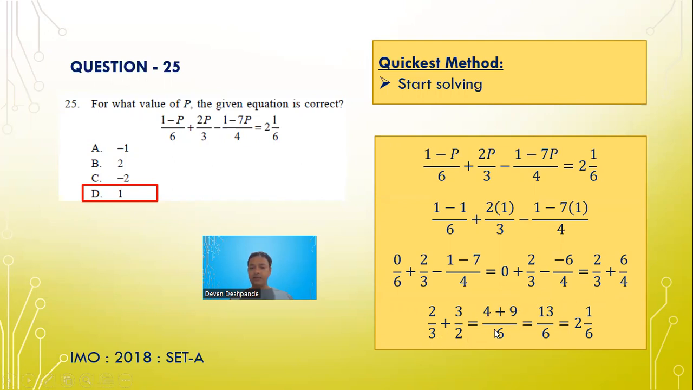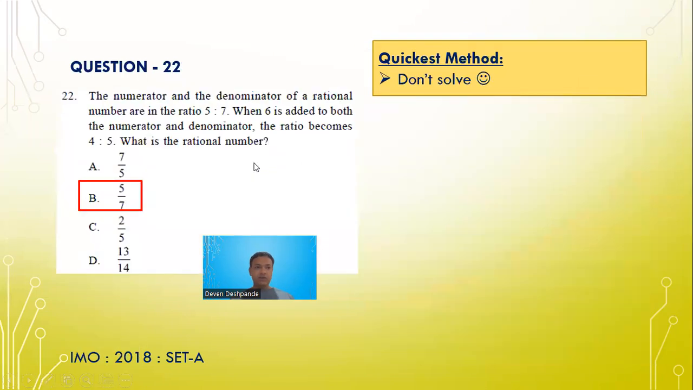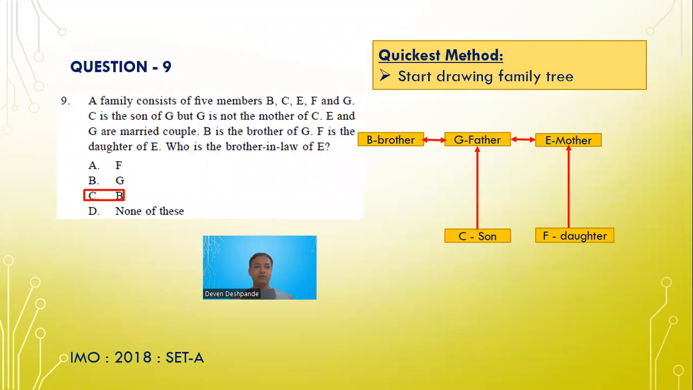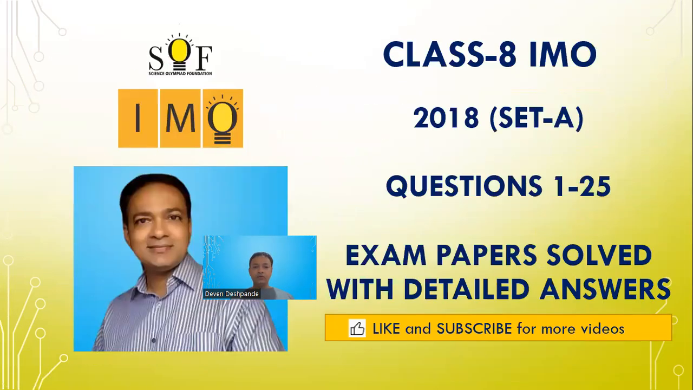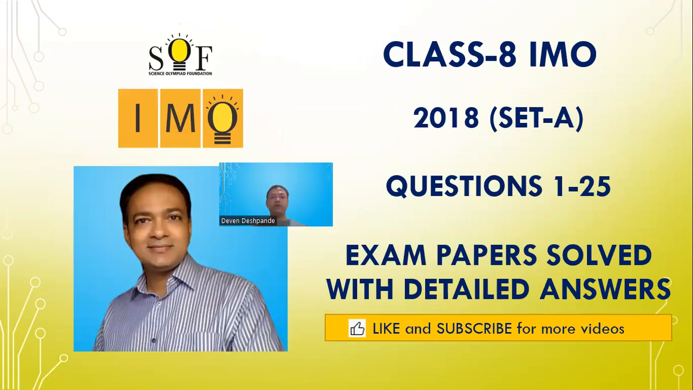So 4 plus 9 upon 6. 4 plus 9 is 13. 13 upon 6 is 2 integer 1 upon 6 because 6 2s are 12 plus 1 is 13. So it will be 13 upon 6. So with this, we have come to the end of this video where we solved the exam paper 2018, set A for the first set of 25 questions.